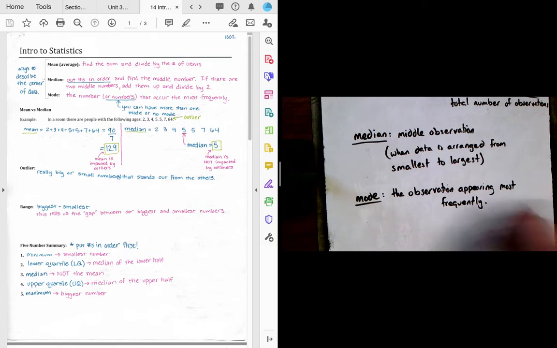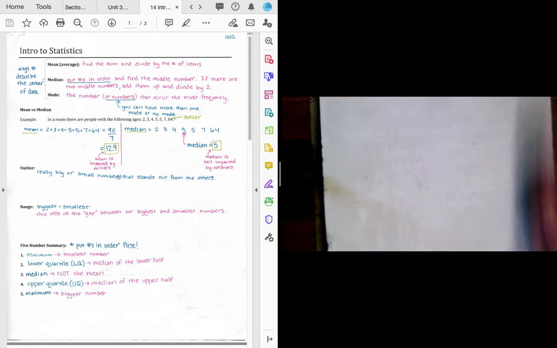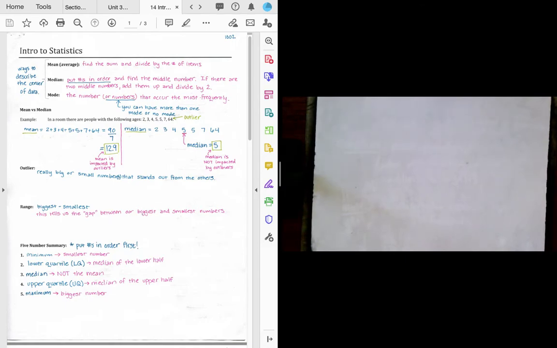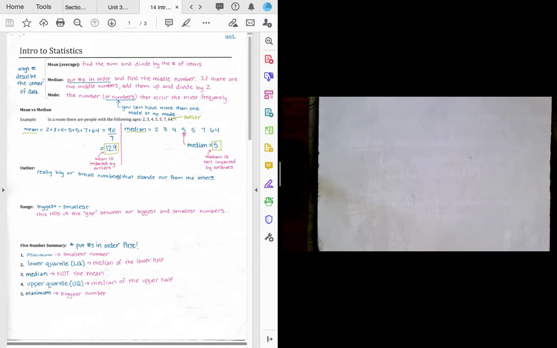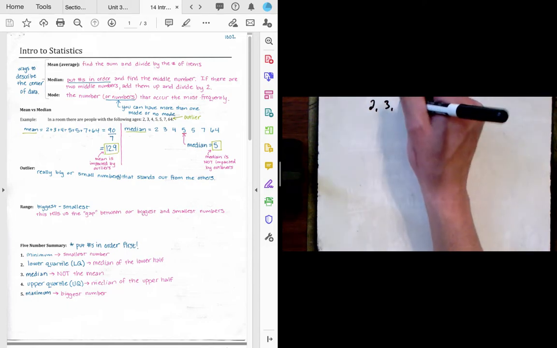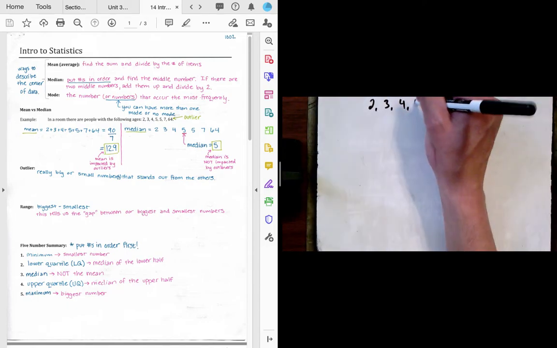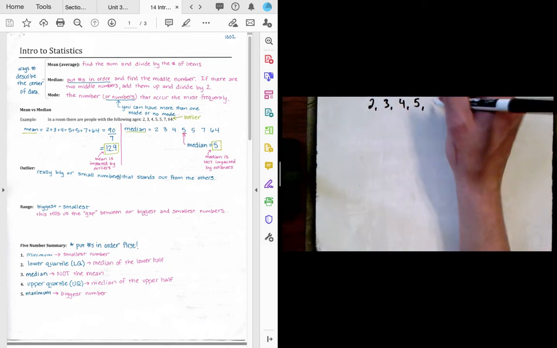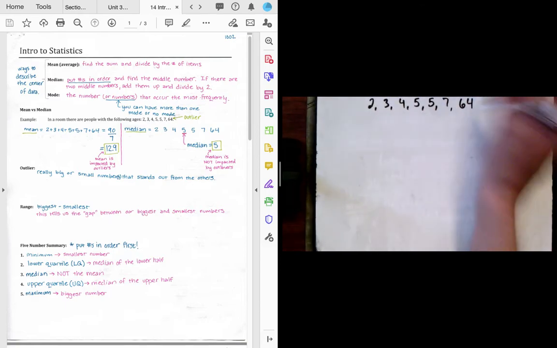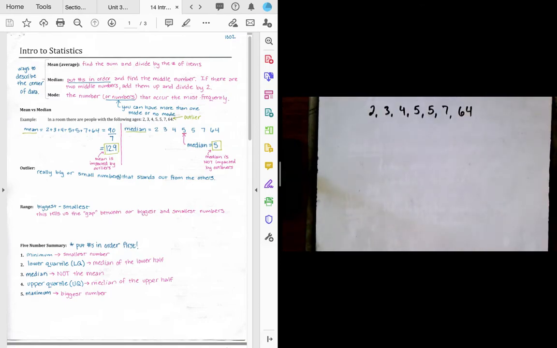So we'll do an example here, particularly looking at the difference between mean and median. In this example, we have a room and the following people are there with these ages: 2, 3, 4, 5, 5, 7, and 64. Geez, this sounds like my house during quarantine. I have a lot of kids here. Not that many kids, but I got a lot of kids here. And we want to find out what's the average age of these kids.